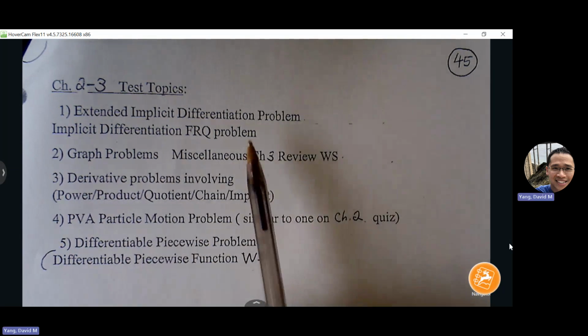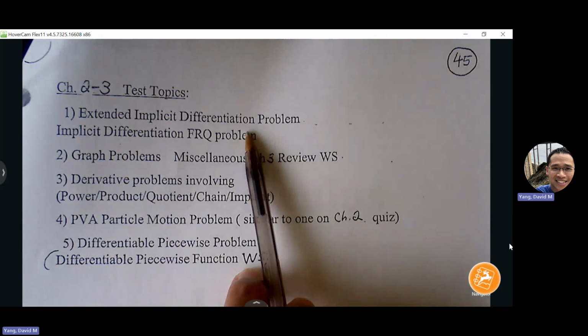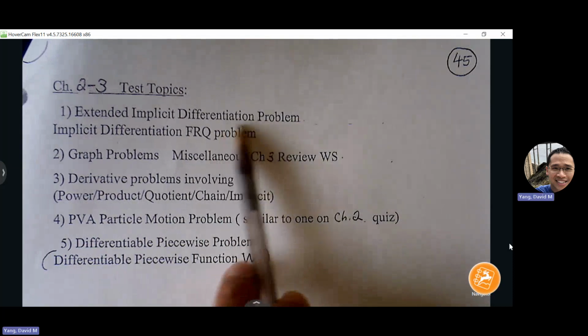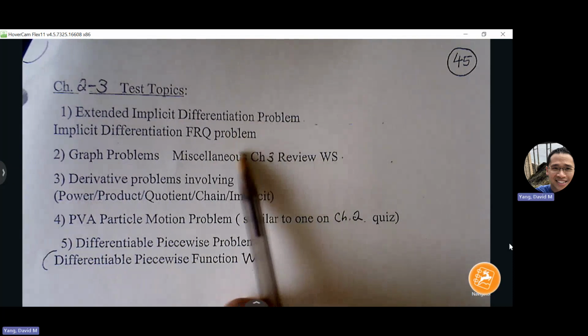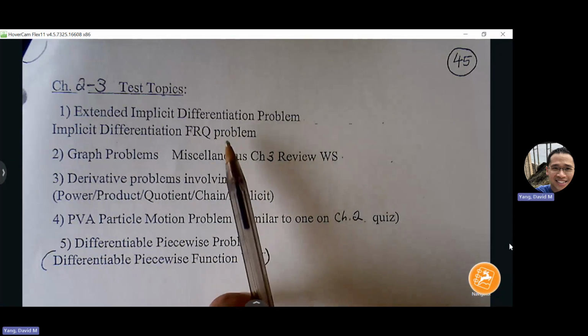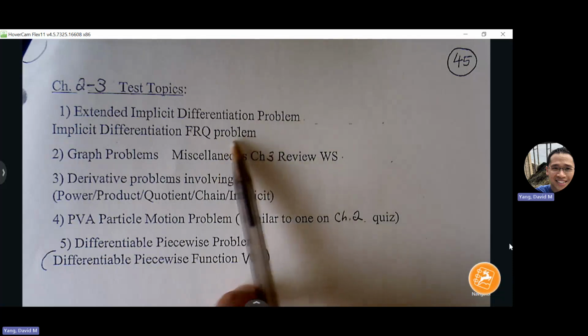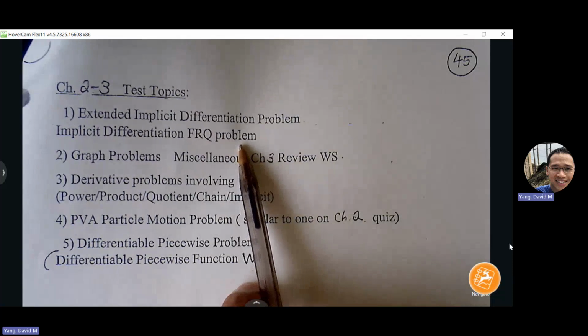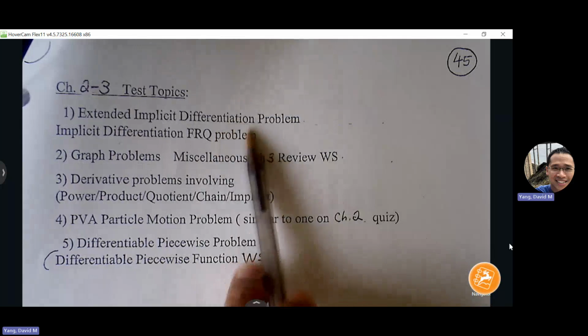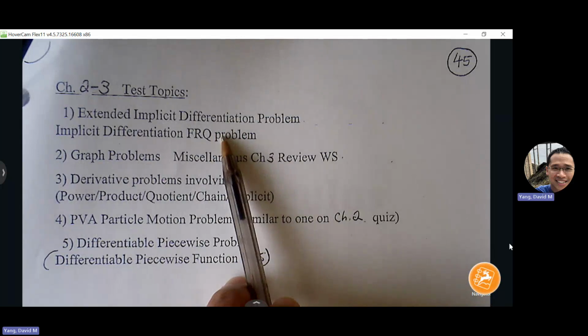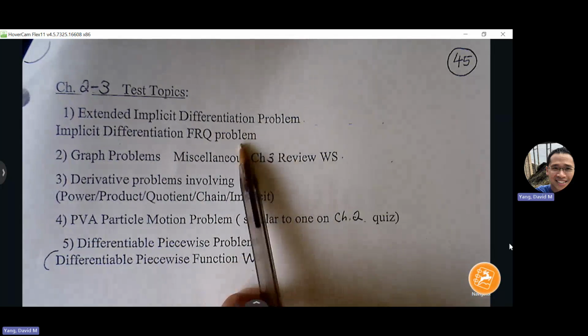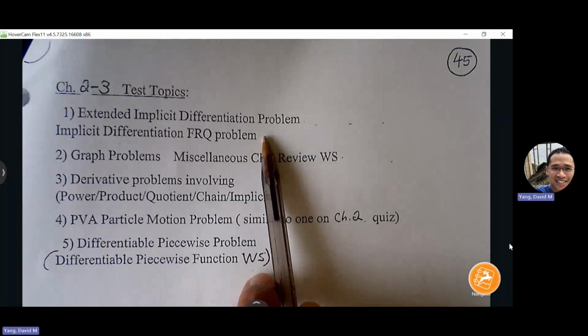There's going to be an extended implicit differentiation problem. Find the derivative, which may involve product rule, and then asking you to find the tangent line equation, vertical and horizontal tangents. And I'll show you an example of what it will look like.